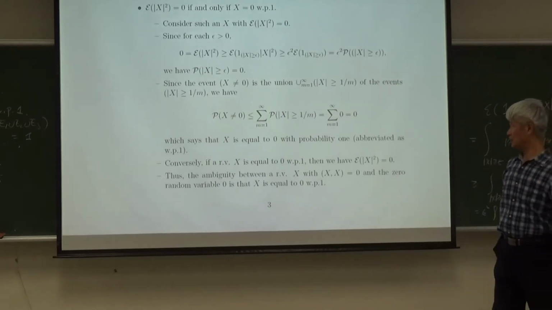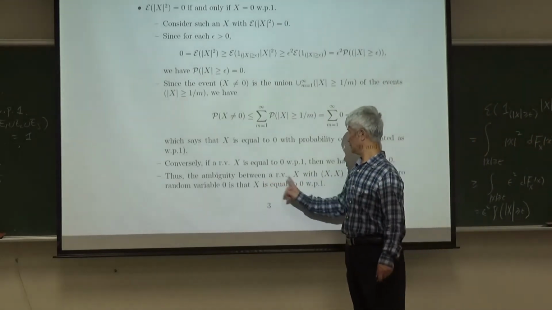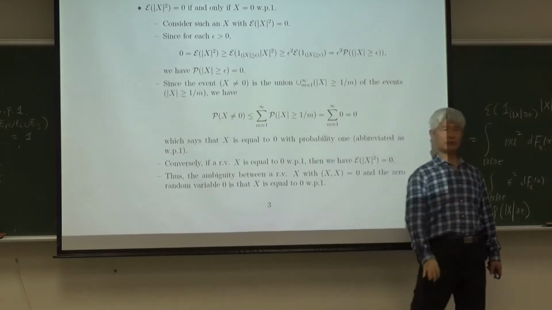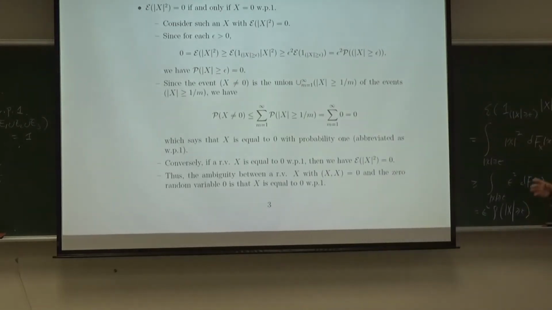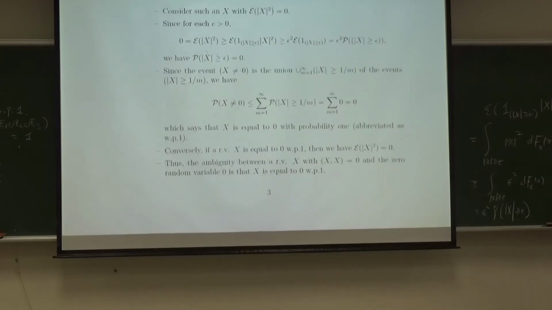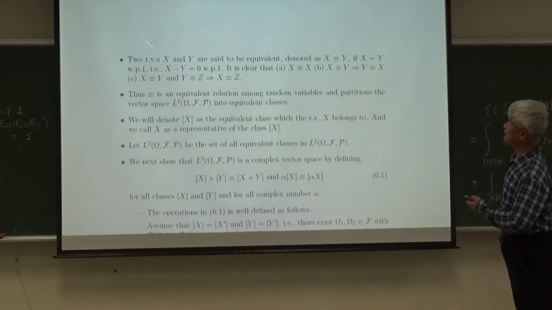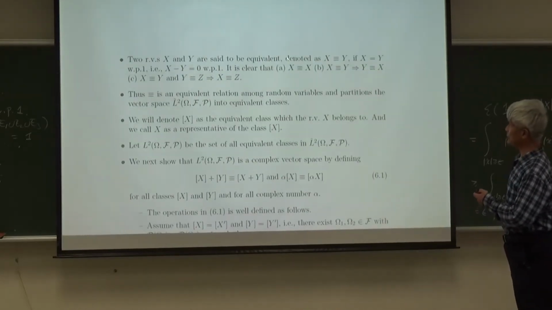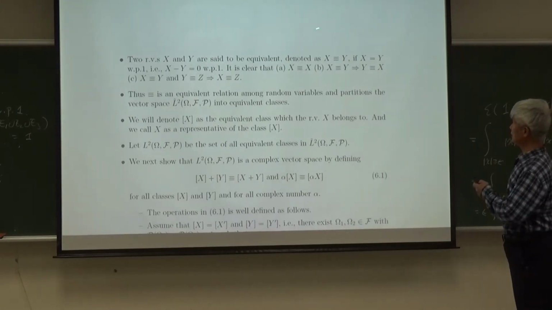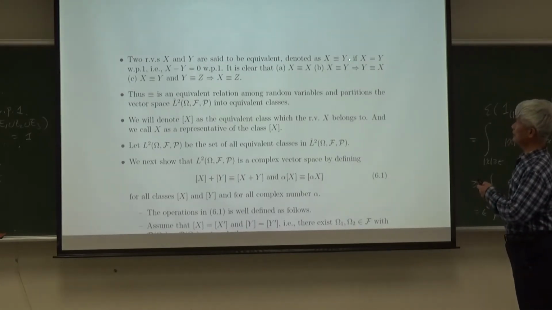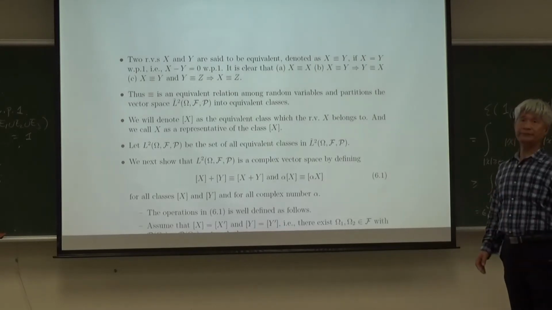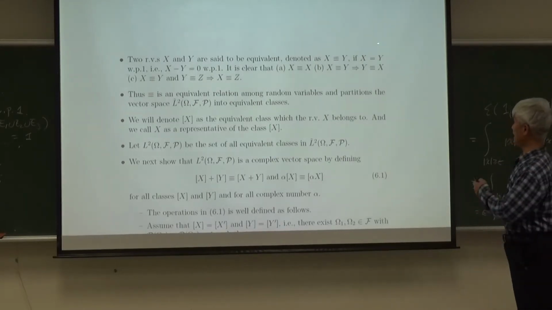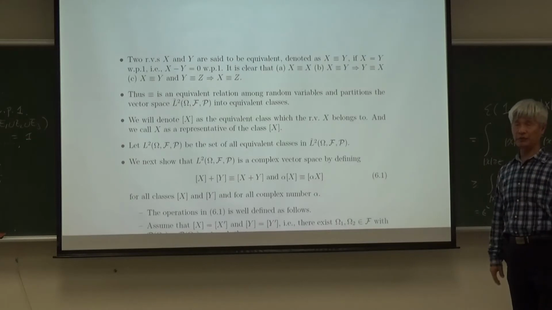So these two random variables, X and 0, have the same distribution. So they are equivalent random variables. In this sense, two random variables are said to be equivalent, denoted as here, if X equals Y with probability 1. That means that X and Y have the same probability distribution.